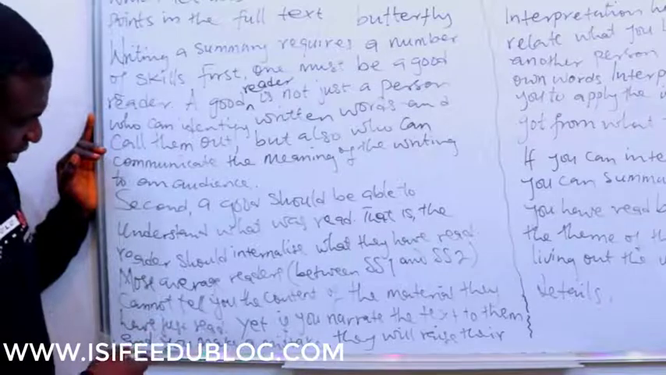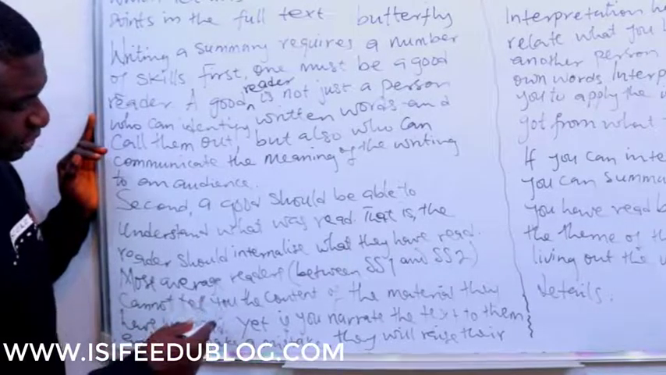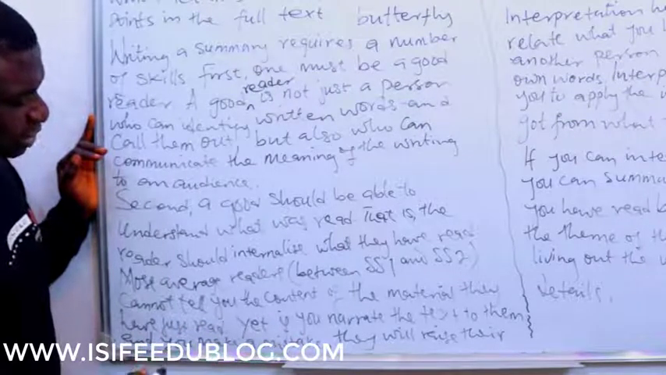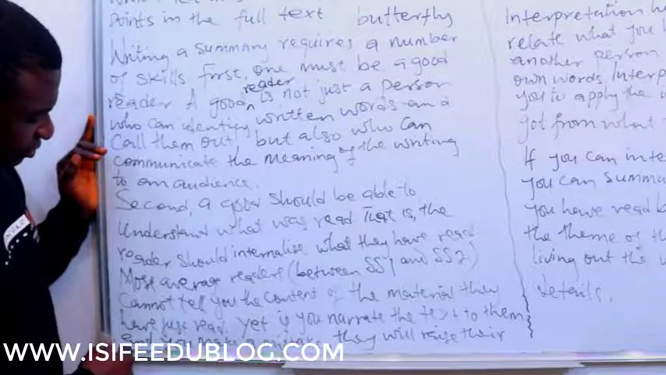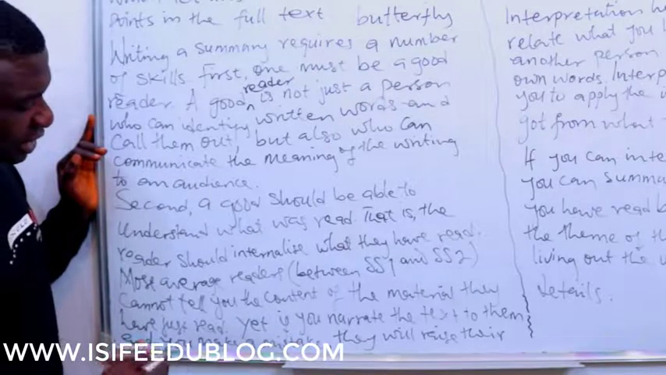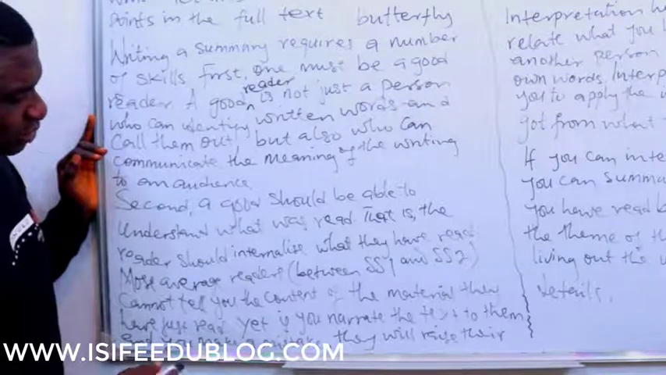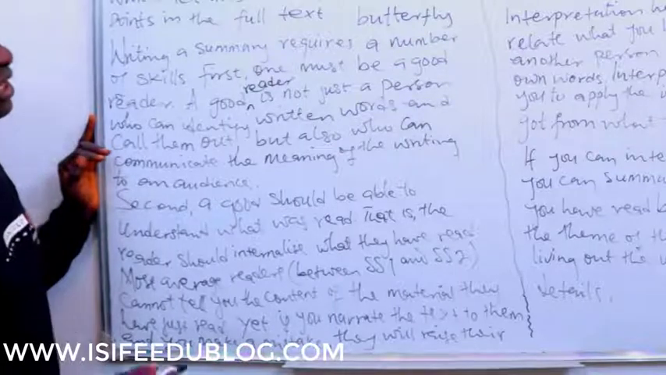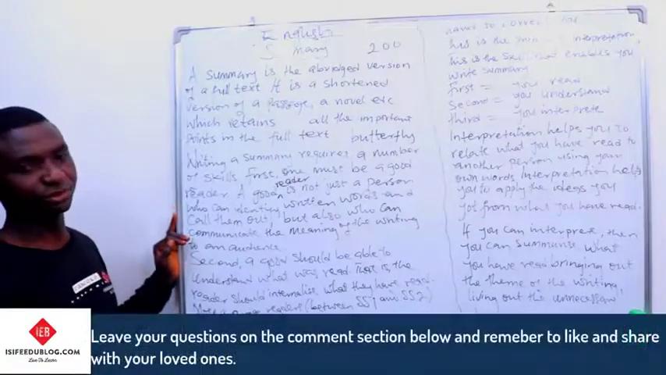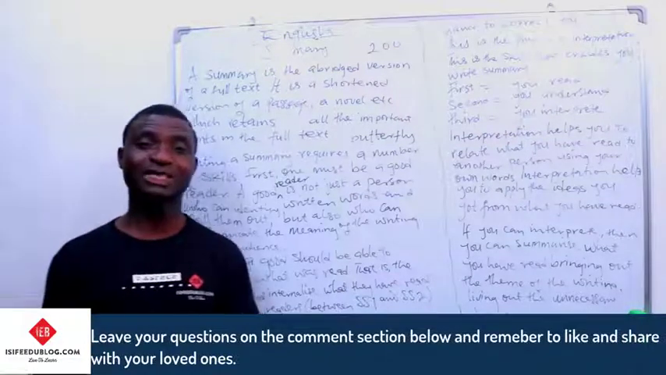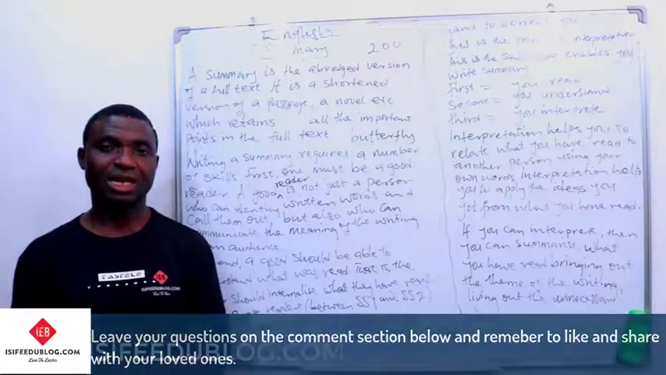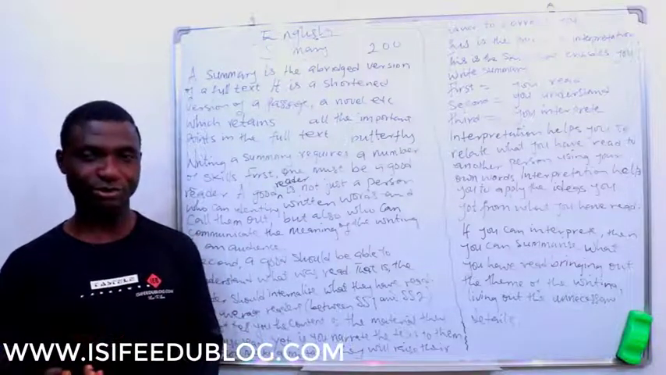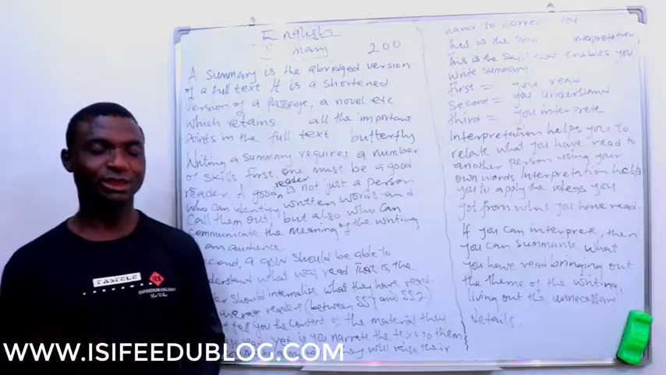Yes, I have something here. Most average readers, usually in SS1 and 2, cannot tell you the content of the material they have just read. Yet, if you narrate the text to them and you make a mistake, they will raise their hand to correct you. This person has read and has stored the reading in them, but they are not able to pass it. That is, to tell you the story.